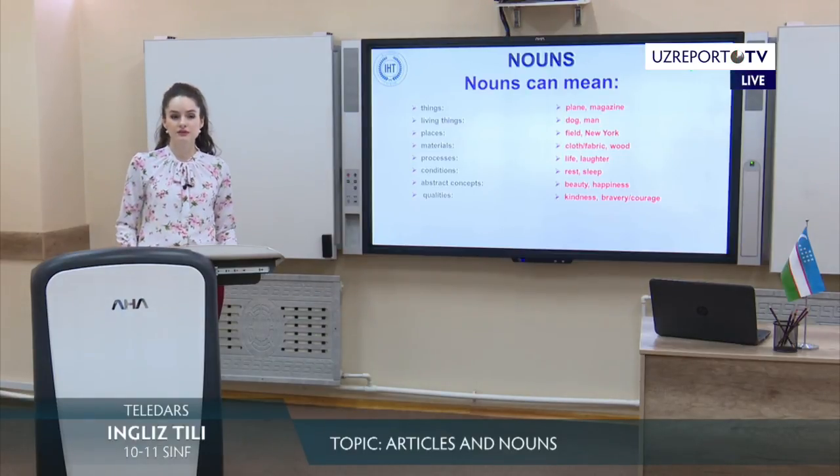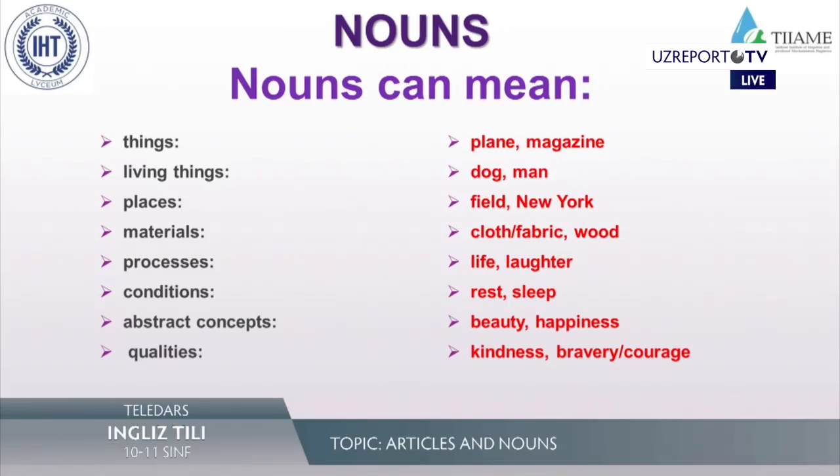Nouns may be differentiated into different categories. Here I chose the most important categories. They are things. So it is all the subjects around us, like plane, magazine, table. Living things: dog, man, pupil, student, teacher. Places: field, New York, Toshkent, our capital, or maybe Lyceum.